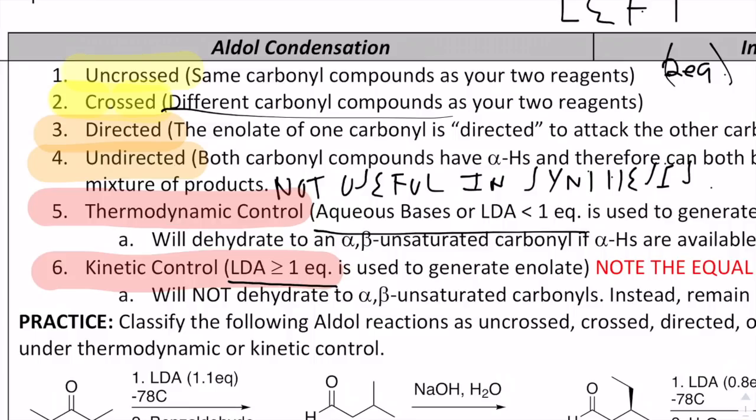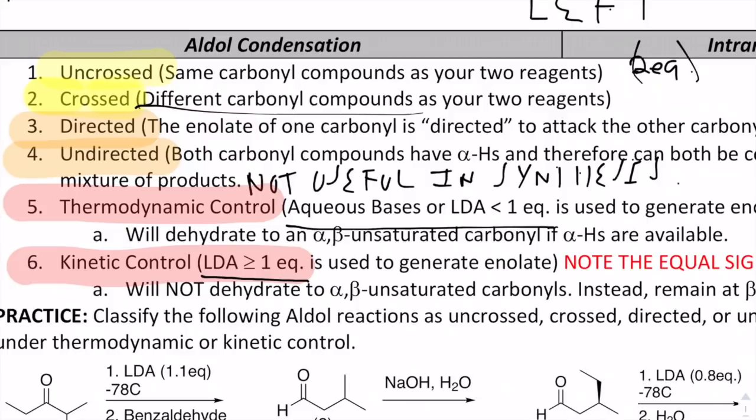When we're under thermodynamic control, we are going to form a beta-hydroxy carbonyl molecule, and then that beta-hydroxy carbonyl is going to be dehydrated to form an alpha-beta unsaturated carbonyl only if alpha protons are available. All right, I know that was a lot, so rewind this if you have to hear that again. Under thermodynamic control, we are going to originally form beta-hydroxy carbonyl compounds.